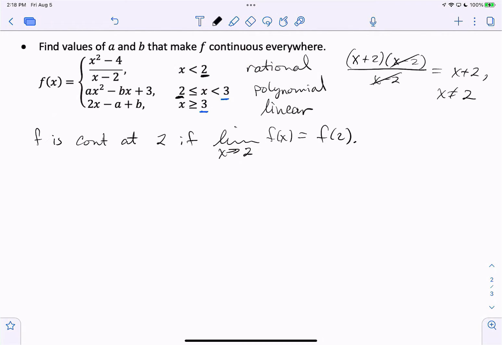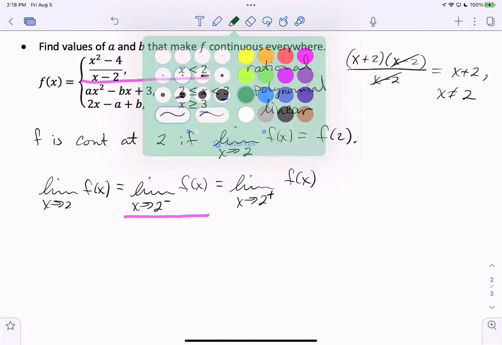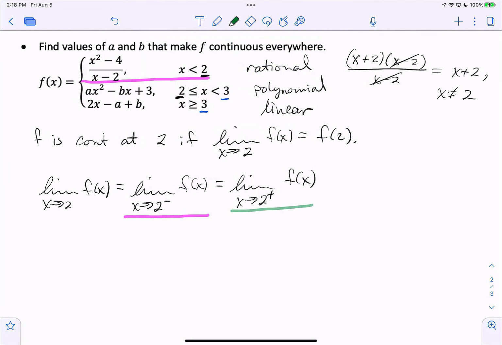But note that if we're going to have a limit as x approaches 2 of f of x, that means that the limit as x approaches 2 from the minus side of f of x is equal to the limit as x approaches 2 from the positive side of f of x. We're going to make heavy use of that. So as x approaches 2 from the minus side, we have this rational definition. As x approaches 2 from the positive side, we have the polynomial definition.